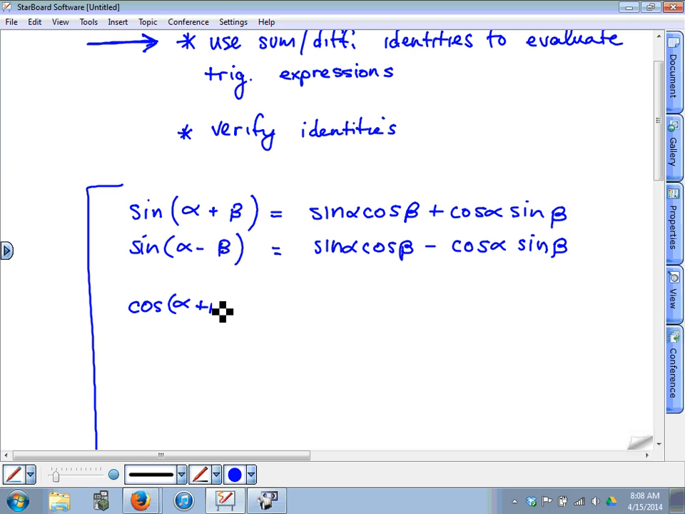The two sum and difference identities for cosine. So we have cosine of alpha plus beta. This has a different pattern. It's cosine alpha cosine beta minus sine alpha sine beta.